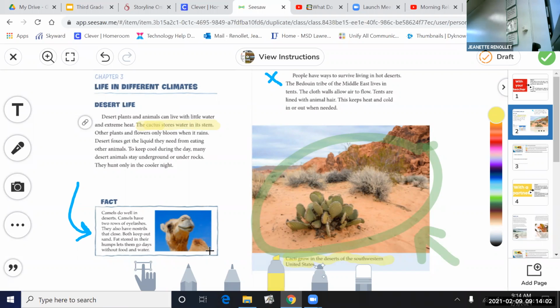Awesome text evidence. Dave, where did you find that evidence? Help us out. Okay, right by the fact. Oh, that's right. Silly me. There's a picture of a camel. So if I'm going to learn about the camel, I could probably start next to the picture.